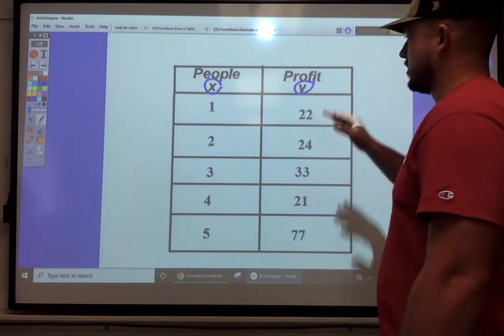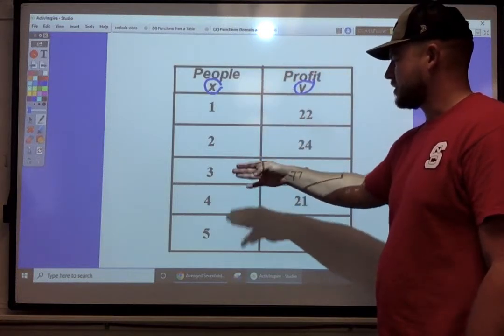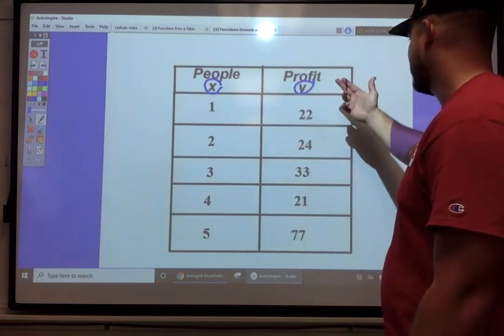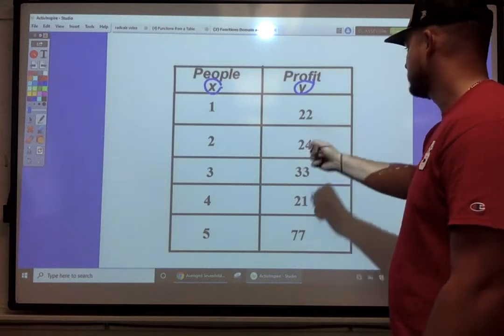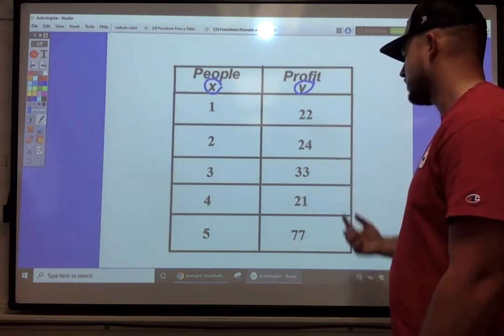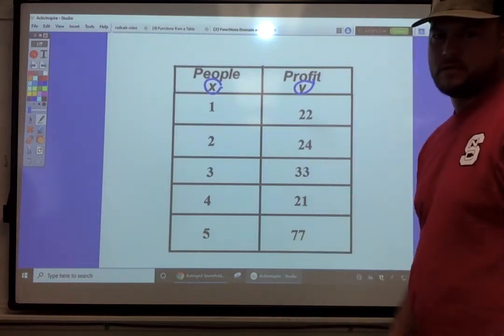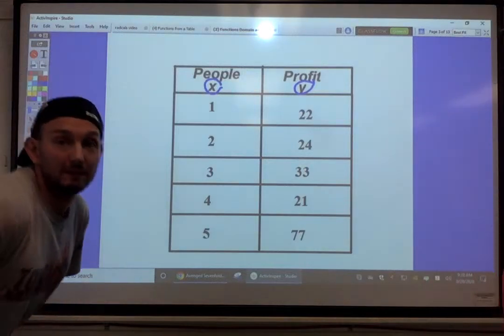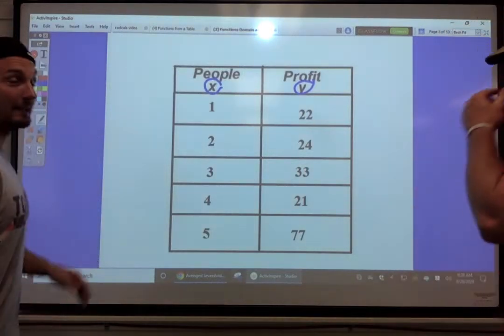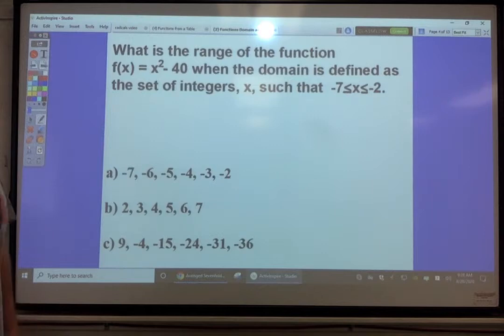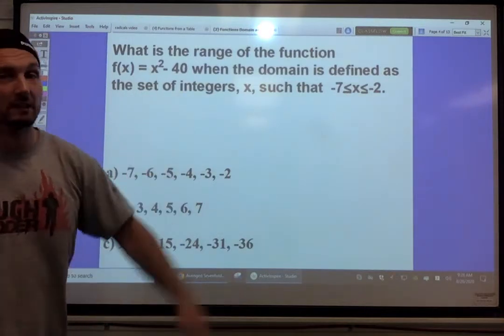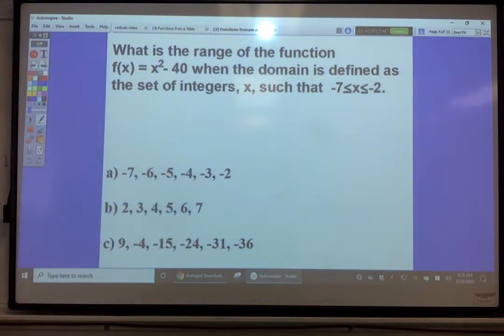So we know that our domain is our X values, 1, 2, 3, 4, 5. Our Y is, in this case, profit, 22, 24, 33, 21, 77. Those are our Y values. That is our range. Tables be easy. Alright. Now the word problem. So go ahead and read that. Let your eyes cross.